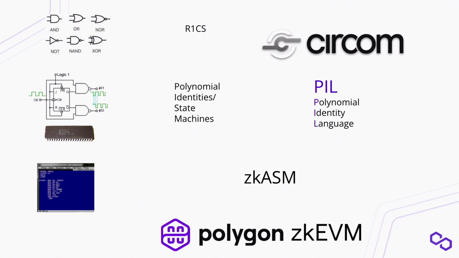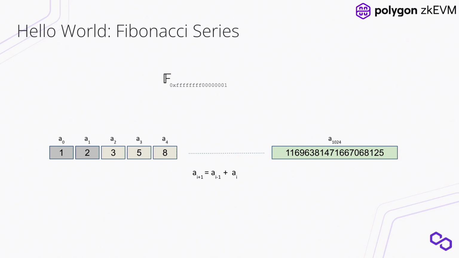So the first layer is how we build these polynomials, this hardware layer, if you want. It's not hardware, it's arithmetic, but at the end it's like how we build these processors, how we build these systems where we work with polynomials. For that, we built a language just for creating these polynomial identities, for writing this hardware. We call it PIL. PIL stands for Polynomial Identity Language.